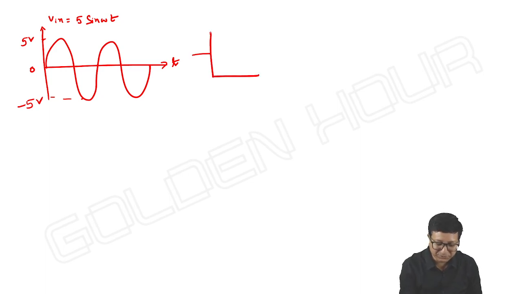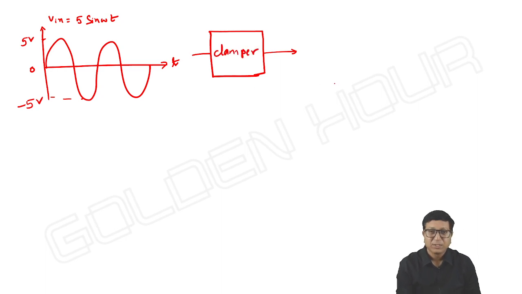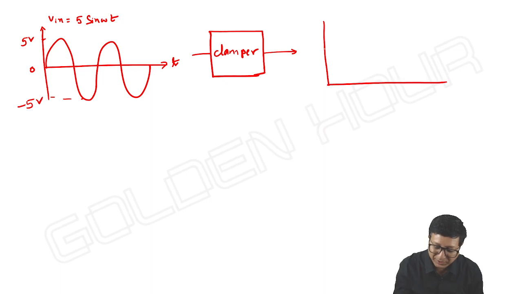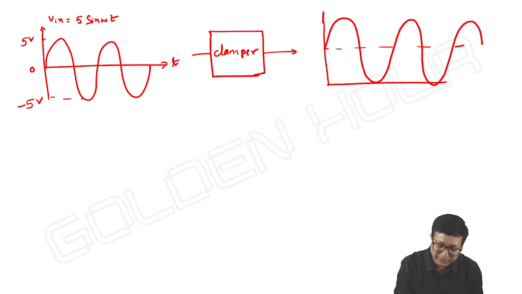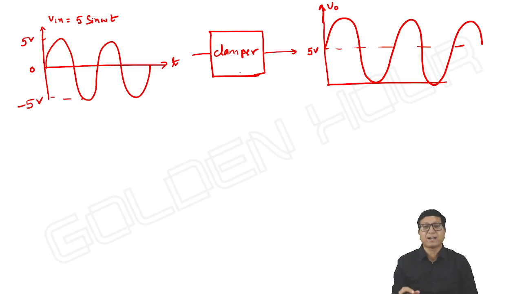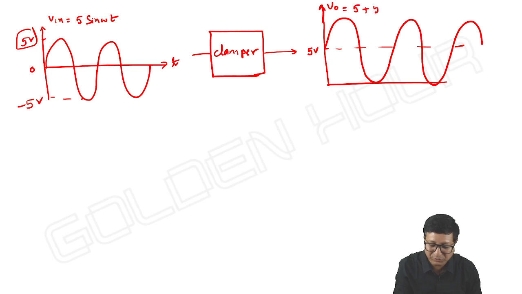When this is passed through a clamper circuit, the output is also a sine wave. It does not disturb the shape of the signal, but it shifts the DC level of the given input. Means the output of this particular signal may be something like this. Here it is inserting, or adding, a DC of 5 volts to the given input, which is nothing but the positive peak. Positive peak is 5 volts, and that much DC is inserted in the given input without changing its shape. And the output equation is given by 5 plus 5 sine omega t.